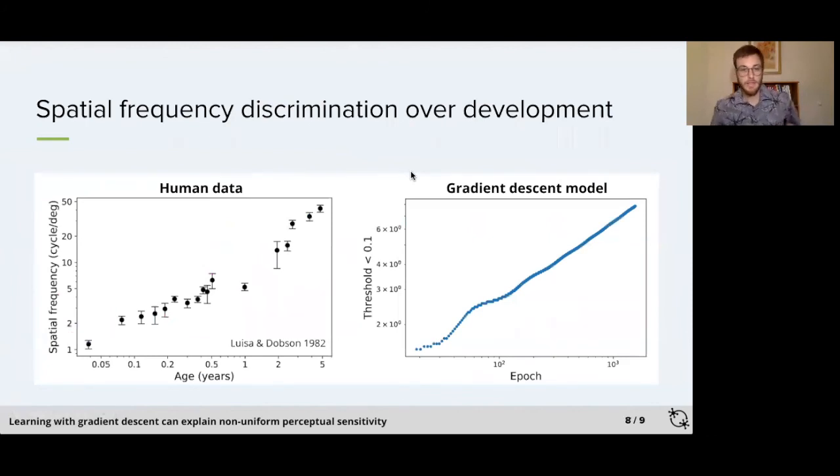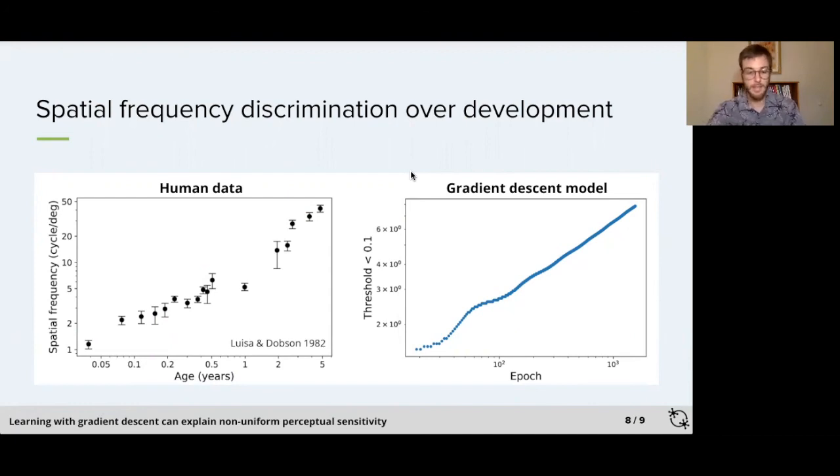We think this framework can explain the dynamics of perceptual development. On the left, I've shown some data now over 4 decades old about spatial frequency, the minimum observable spatial frequency at a given contrast for humans as a function of their age. So spatial acuity. And this increases as a power law up to quite an old age, around 10 years old.